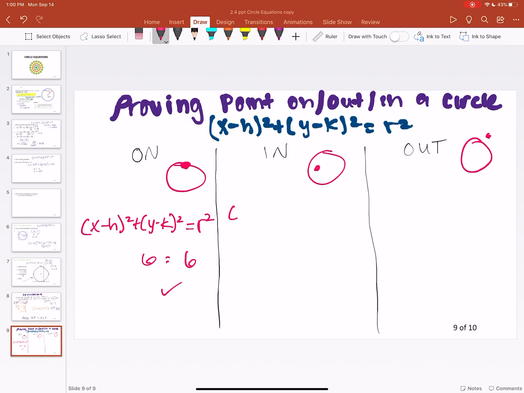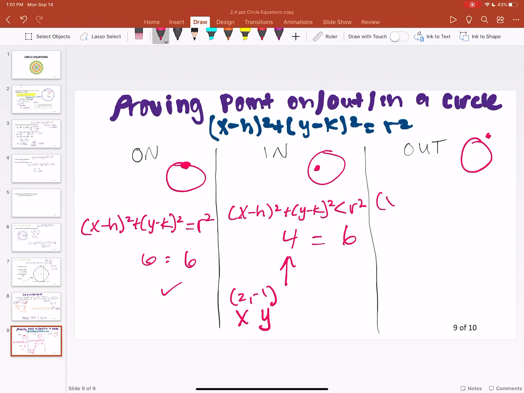If your left side of the equation is less than r squared, that means you'd have like 4 equals 6. And that would tell me that this point that I would substitute in for the value would be inside the circle. So you'd be plugging in your points for x and y. So if I gave you 2, -1, is it in, on, or outside the circle, that would become your x, y that you're substituting into the equation.